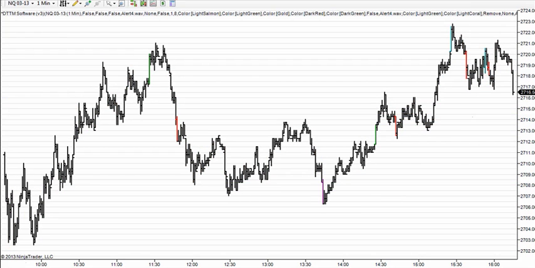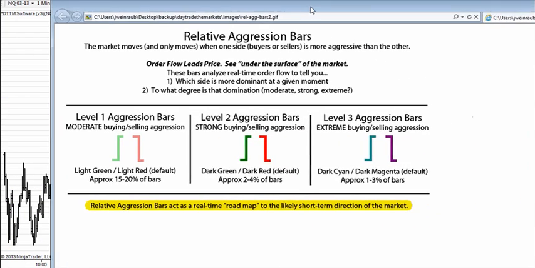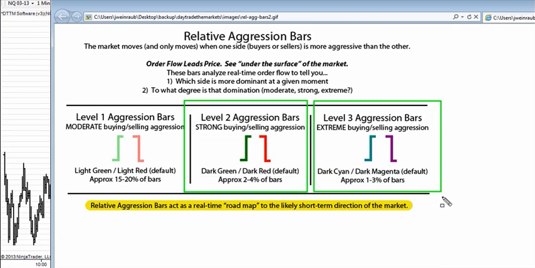Okay, so at this point I've removed everything. You can pause this if you want to look at this chart in a little more depth, but I just have on the level 2 aggression bars and the level 3 aggression bars, as well as what we call our high velocity moves. There didn't happen to be any today on the NASDAQ, which, by the way, is an interesting indication as well that there's not much going on in a certain market.